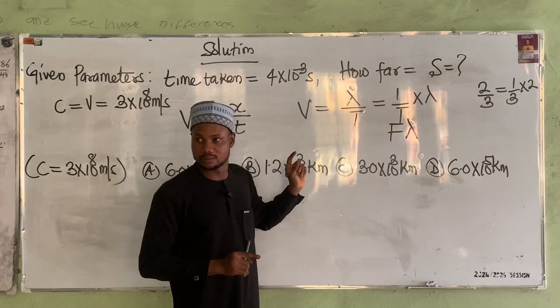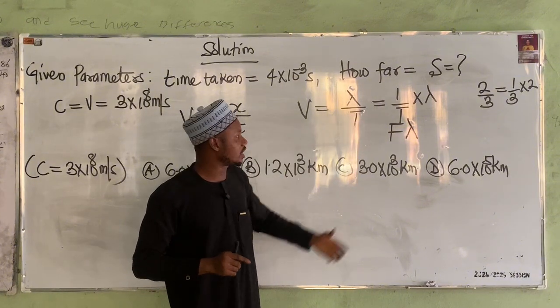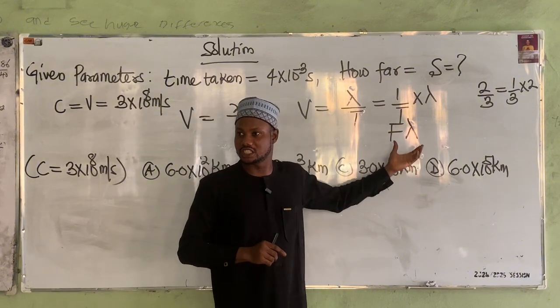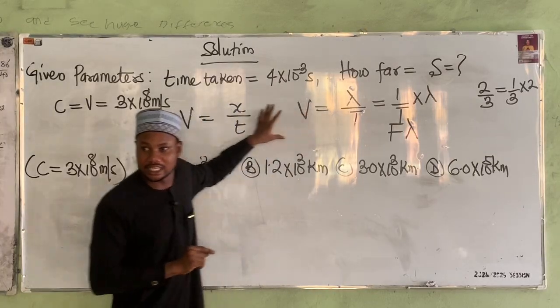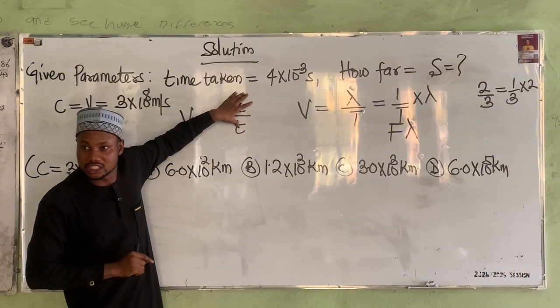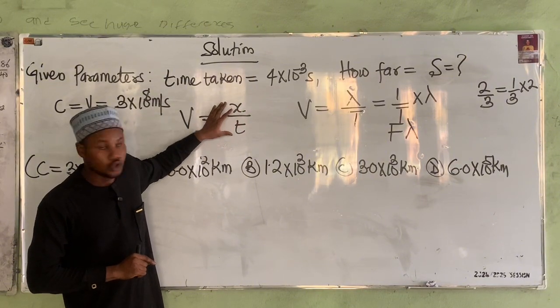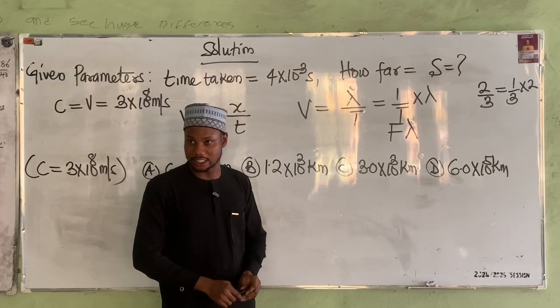But it's different. Please take note. If you are given the period to calculate wave velocity, it is this. If you are given the frequency to calculate wave velocity, it is this here. But there's something I want you to understand between this one and this one. This one is normal velocity. If you are asked to find normal velocity, you use this one here. But if you are asked to find wave velocity, you use this formula here. Do you understand this now?